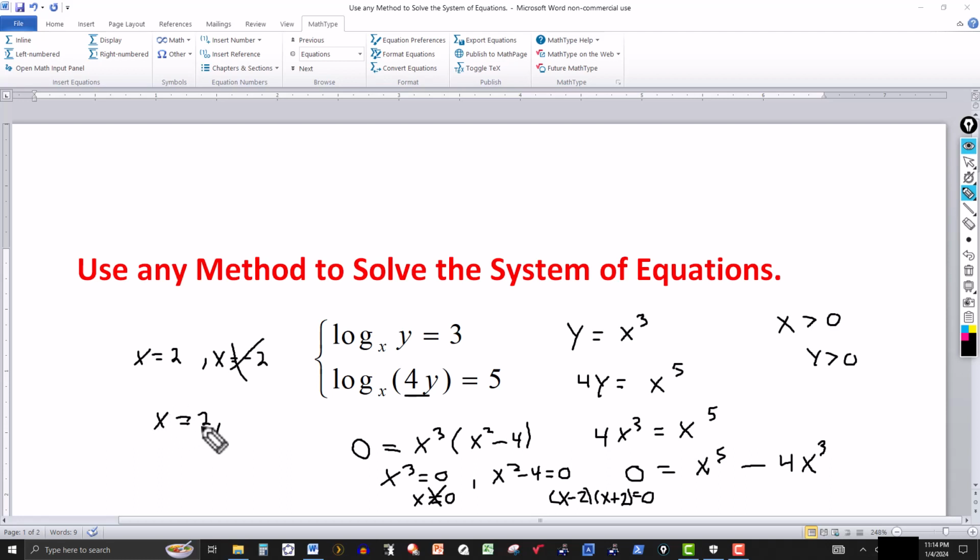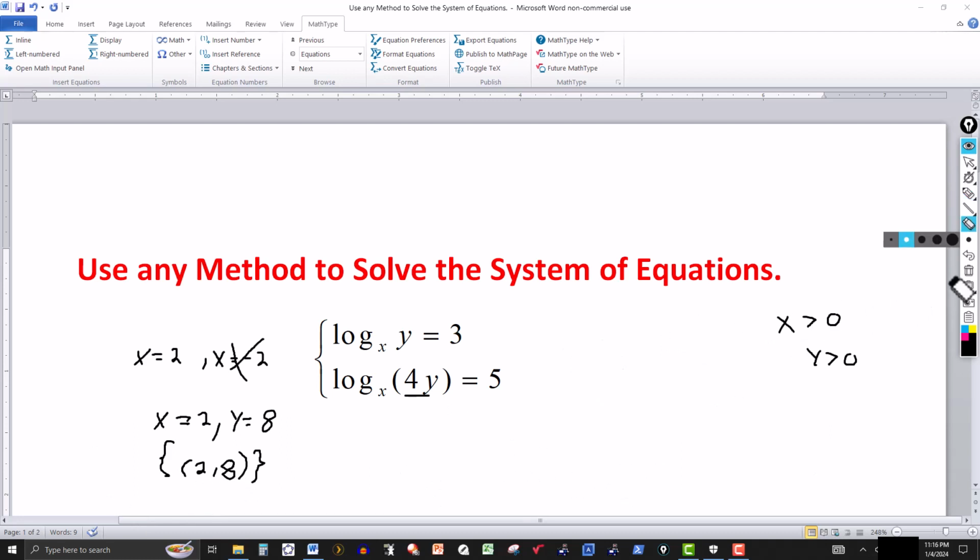So if x is equal to 2, what is y? Now we just need the value of y. So put a 2 where the x is in this first equation. 2 to the third is 8. So y is equal to 8. So that's your solution. Sometimes we write it as an ordered pair since we have a system of equations. So we've got (2, 8). Write it as a solution set, and that's the solution for this system. X is 2 and y is 8.